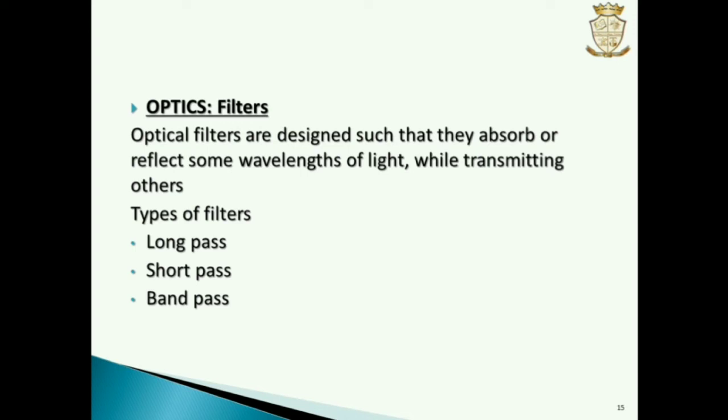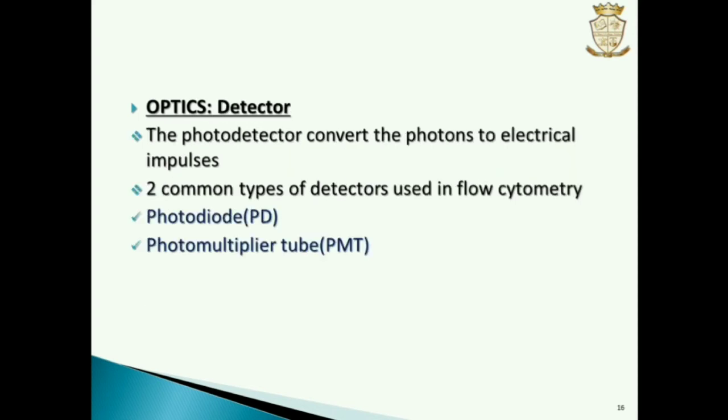Filters in optics. Optical filters are designed such that they absorb or reflect some wavelengths of light while transmitting others. Types of filters: long pass, short pass and band pass. Detector in optics. The photodetectors convert the photons to electrical impulses. Two common types of detectors used in flow cytometry: photodiode and photomultiplier tube.